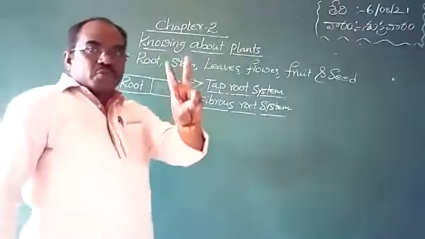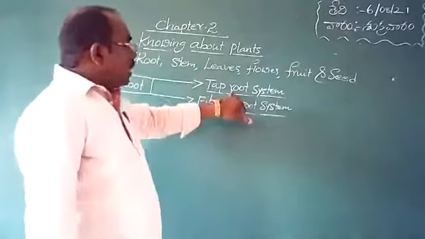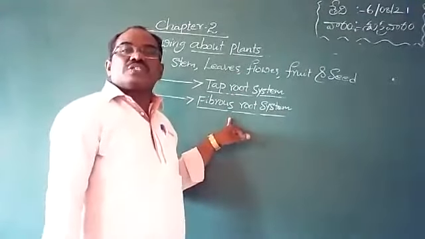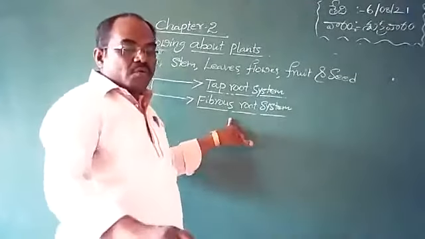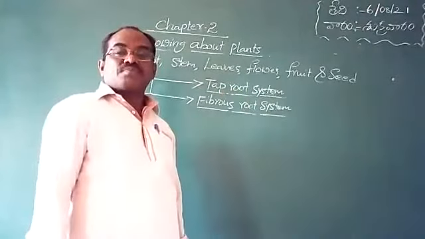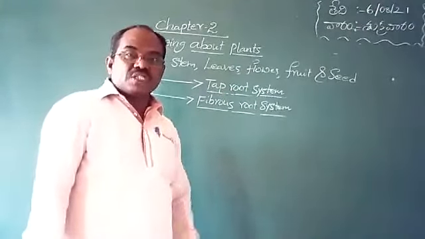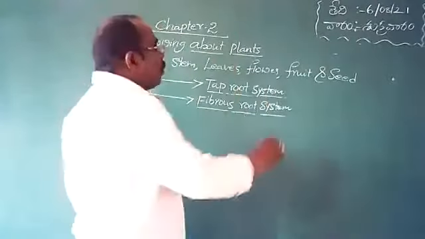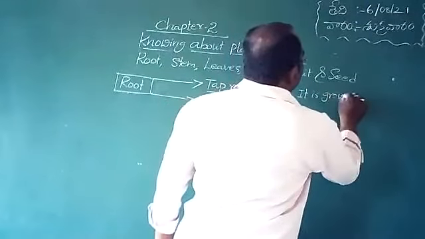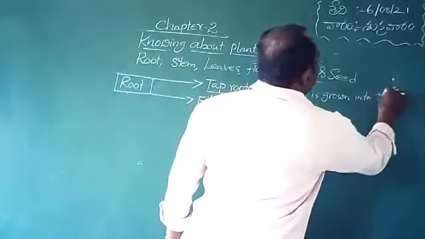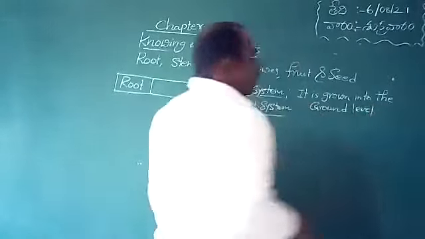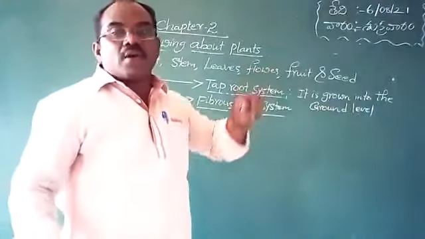Root consists of two parts. One is the tap root system, and another one is the fibrous root system. First of all, the tap root system. Tap root system means it grows into the ground level.